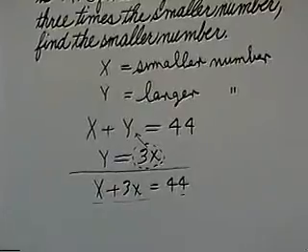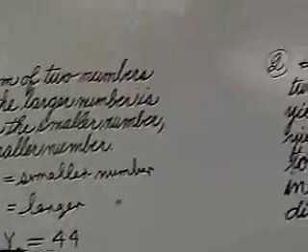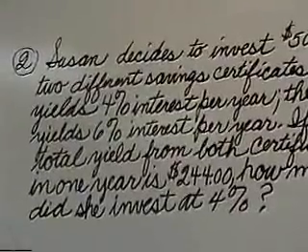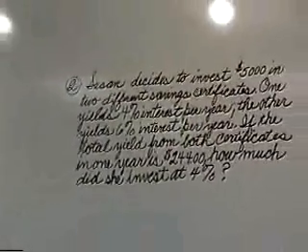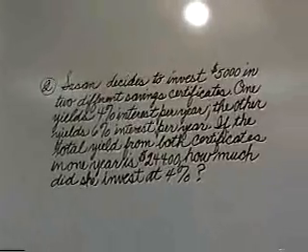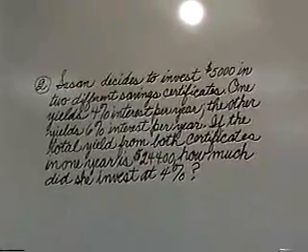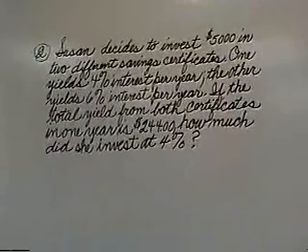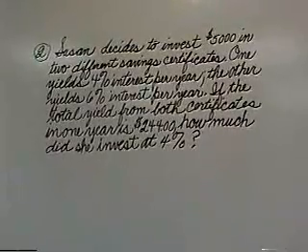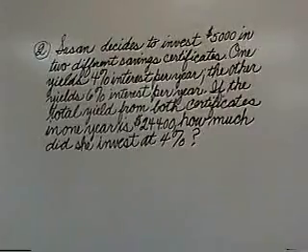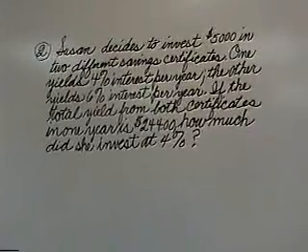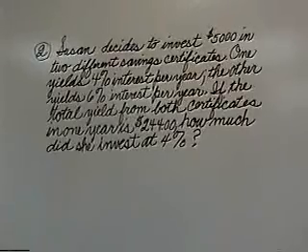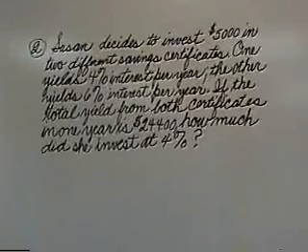All right, let's look at the next example, problem 2. It says Susan decides to invest $5,000 in 2 different savings certificates. Those are 2 different things, so let's let x be one of the savings certificates, and let's let y be the other one. Continue to read: one yields 4% interest per year, the other yields 6% interest per year.